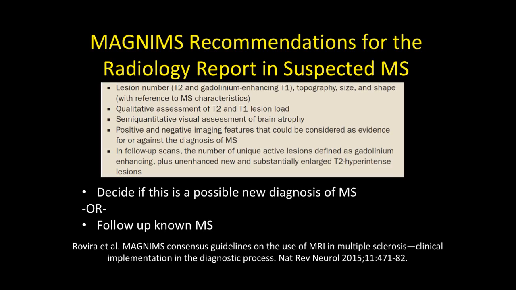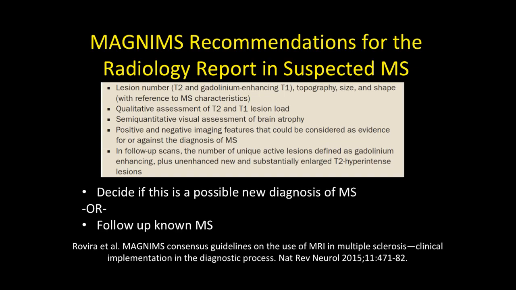And then once we are pretty confident we're dealing with a case of multiple sclerosis or a follow-up of known multiple sclerosis, we have to remember our MAGNIMS recommendations for our radiology report and what the clinician wants to see in the report. We'll discuss the lesion number, the size, the shape, what's characteristic of a demyelinating lesion: cortical, juxtacortical, infratentorial, and the overall assessment, mild, moderate, severe, of our lesion load. And don't forget to talk about brain atrophy, because multiple sclerosis is also a neurodegenerative process.